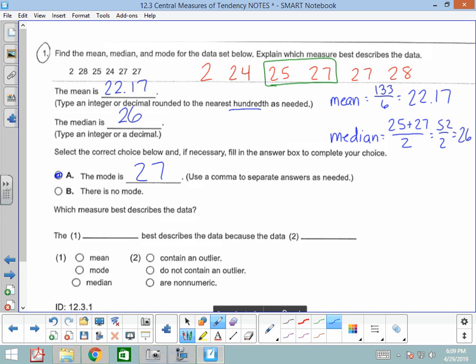Now, which measure best describes the data? Now, we do have an outlier. 2 is an outlier. It is, by definition, a data value that is much lower than the other data values. It could also be much higher, but all the other numbers are in their 20s, and then we have 2. So whenever there is an outlier, the median is the best number that describes the data. So it's the median because it contains an outlier, and 2 is the outlier.